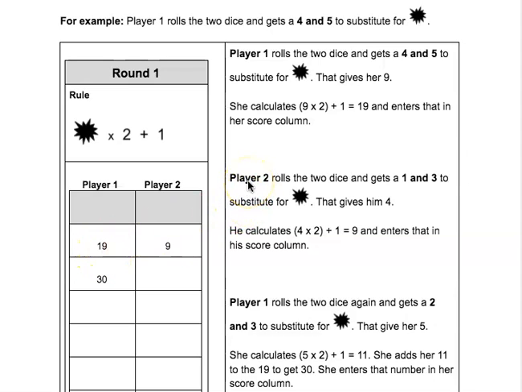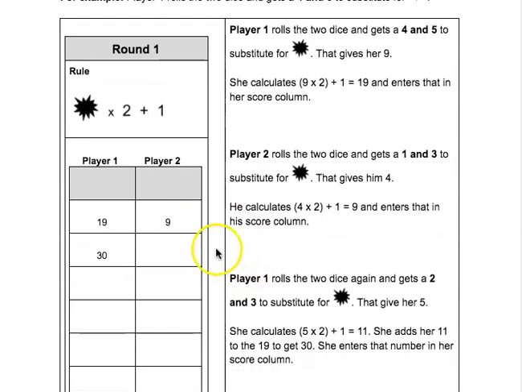Okay, when Player 2 rolls, they roll a 1 and a 3, and that gives a 4. 4 times 2 is 8. 8 plus 1 is 9. So that's where Player 2 gets the 9. Then Player 1 rolls again. Her next answer gets added to this first answer.